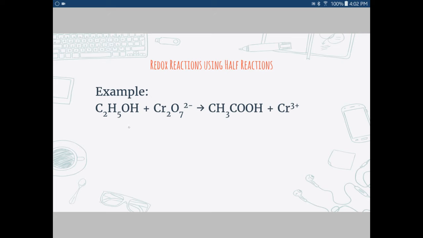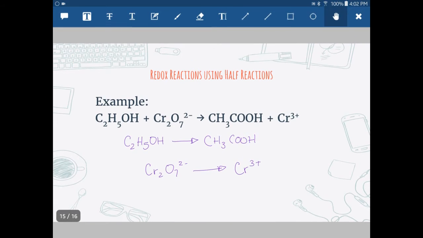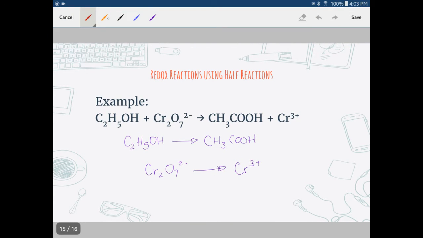So we have C2H5OH going to CH3COOH, and we have our Cr2O7 2- going to our Cr3+. Now this is an example where you have to assume that you're in an acidic solution. And again, this is a situation where we would start by balancing our oxygens, etc.